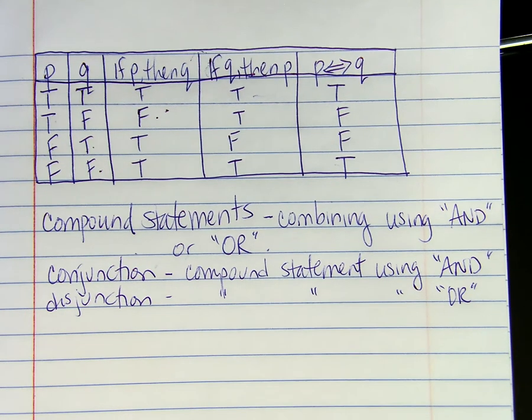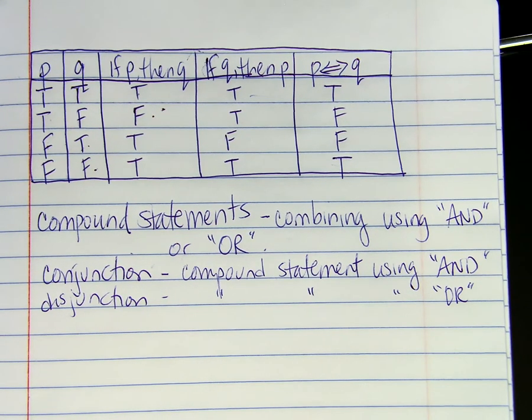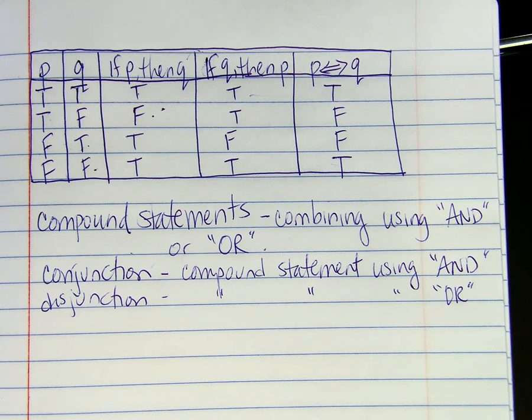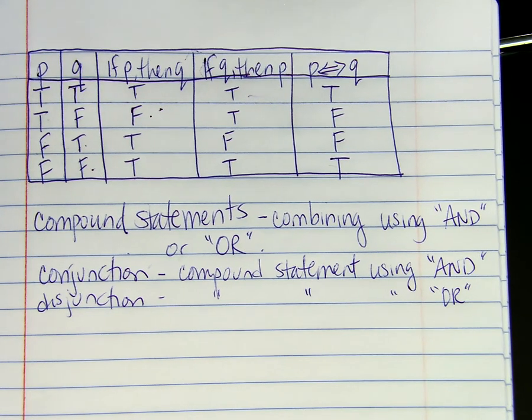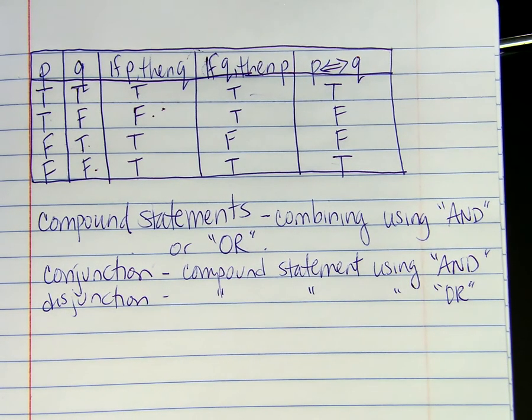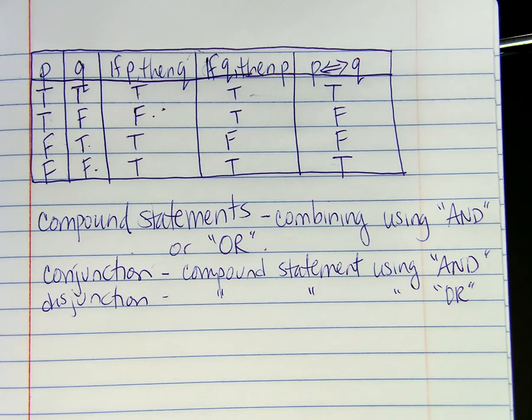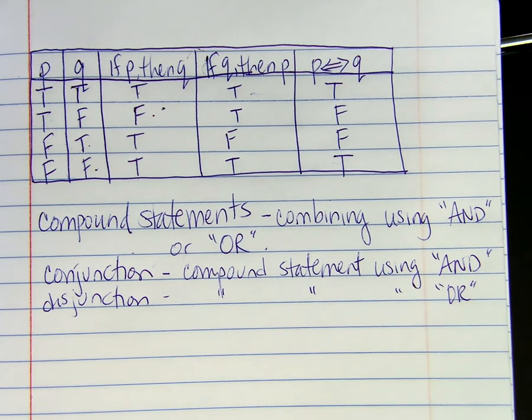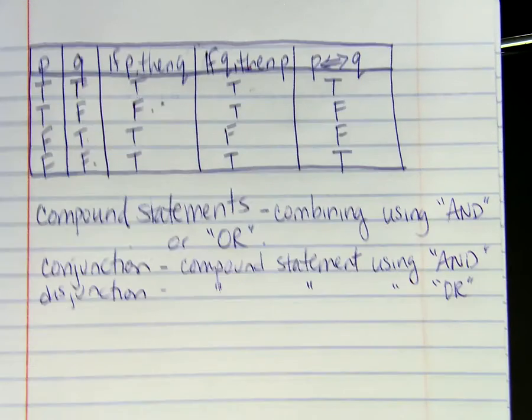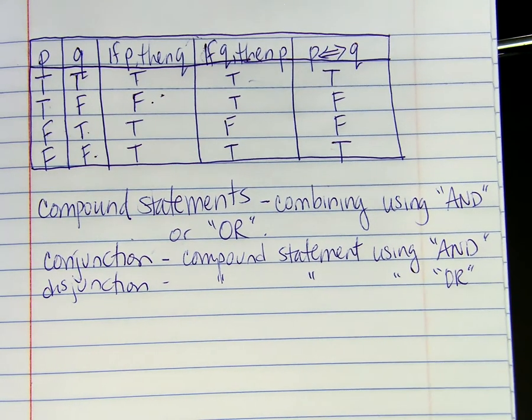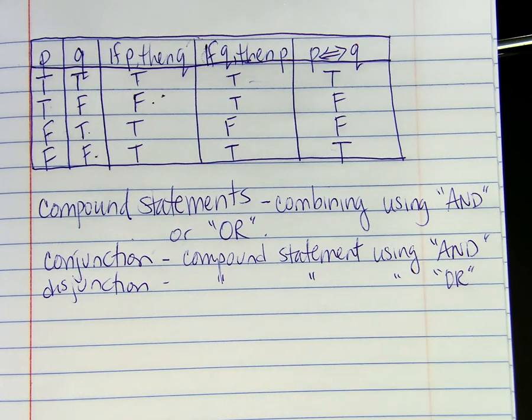An example of a conjunction is you can go to the movie theater and buy popcorn and a drink. That would be a conjunction. And a disjunction would be the same thing using or. You can go to the movie and buy popcorn or a drink. So we are going to do lesson practice.